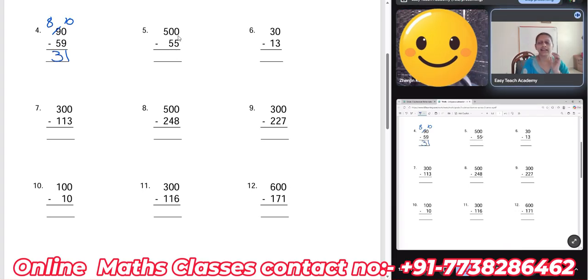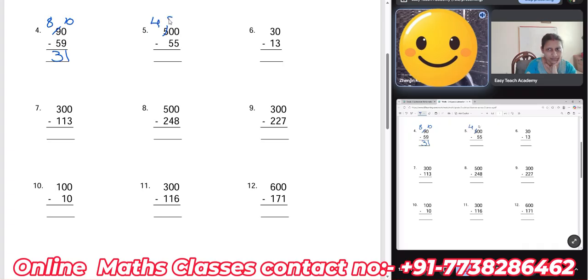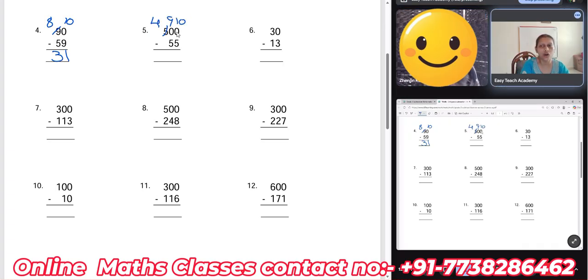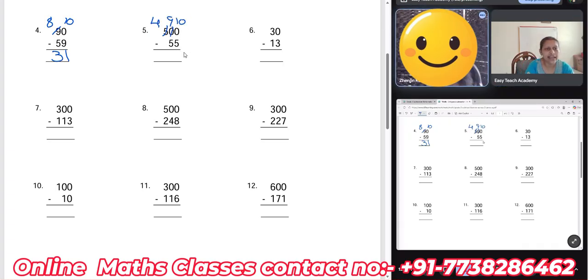0 minus 5. See, 500 minus 55. So the first 0 is not possible, no number. The second 0 also doesn't have a number. So it will become 10, 9. And 5 will become 4. 10 minus 5 is 5. 9 minus 5 is 4. And the last one, 4, stays as it is.